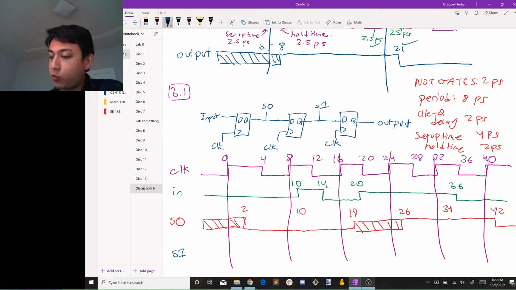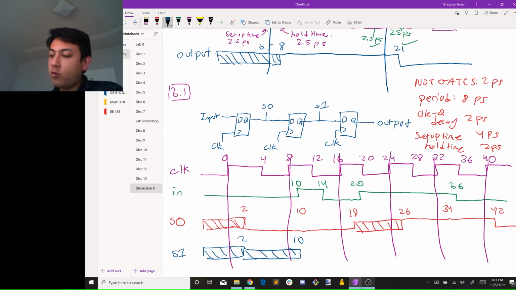Now, S1 is the result of S0 put into another register and subject to the same thing, right? So S1 is undefined up until 2, right? Because that's the rising edge of the clock and the clock to Q delay. And after the clock to Q delay, now we get to propagate the undefined back down, right? We can check to see if we violated the setup time and the hold time, but it doesn't really matter because either way it's going to be undefined. So we can just continue the undefined until 10, okay?